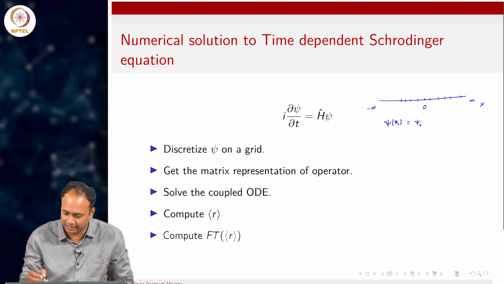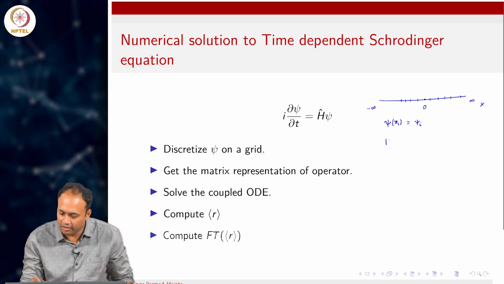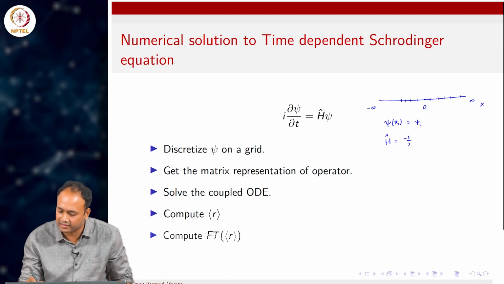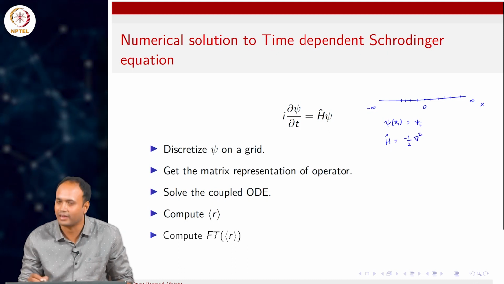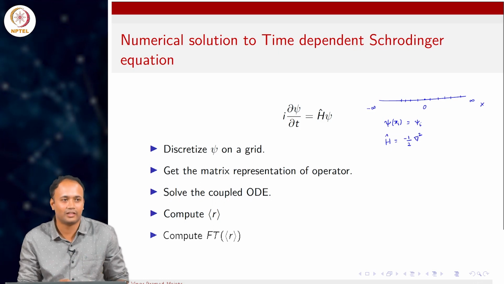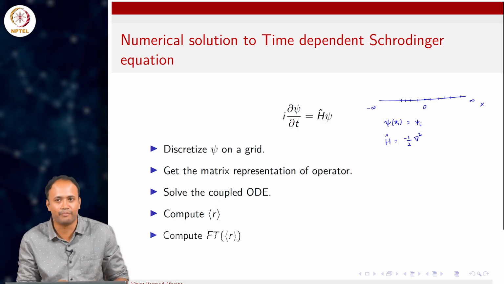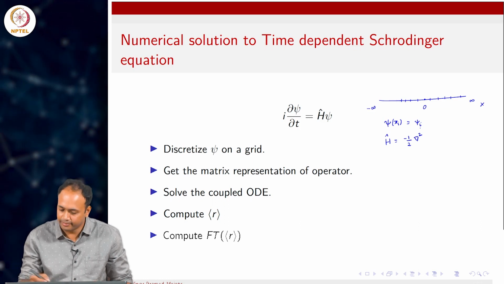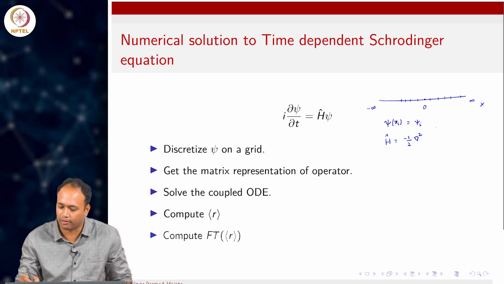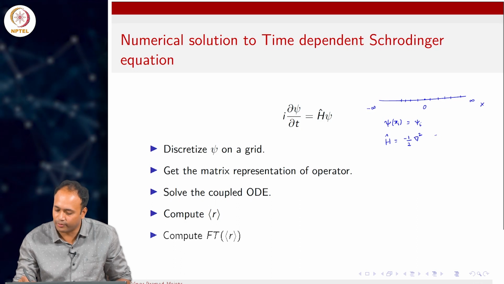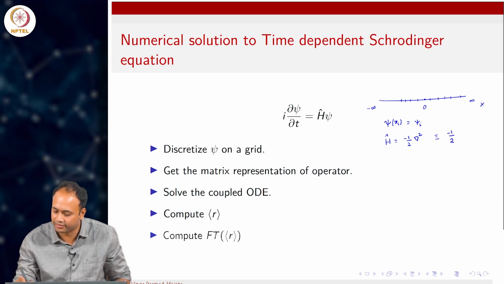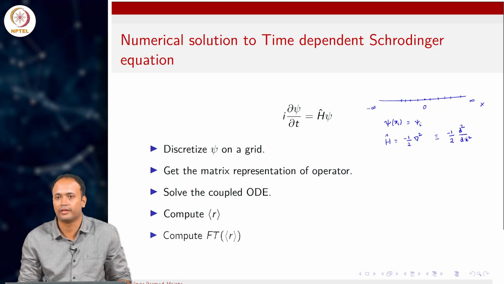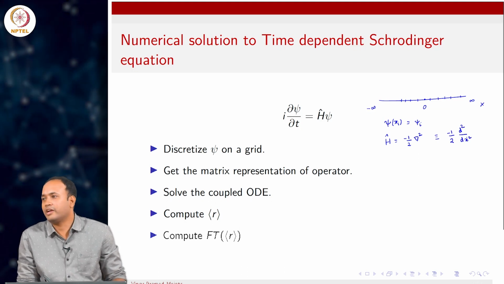So this is simple, so let me write down. If I want to compute h, it has the kinetic energy which is minus half del square, that is the simple kinetic energy without the h bar or the m, because we have set all of them to 1 in atomic units. And also it is just a one dimensional problem, so in one dimension it is minus half d square by dx square. Okay. So what is d by dx?